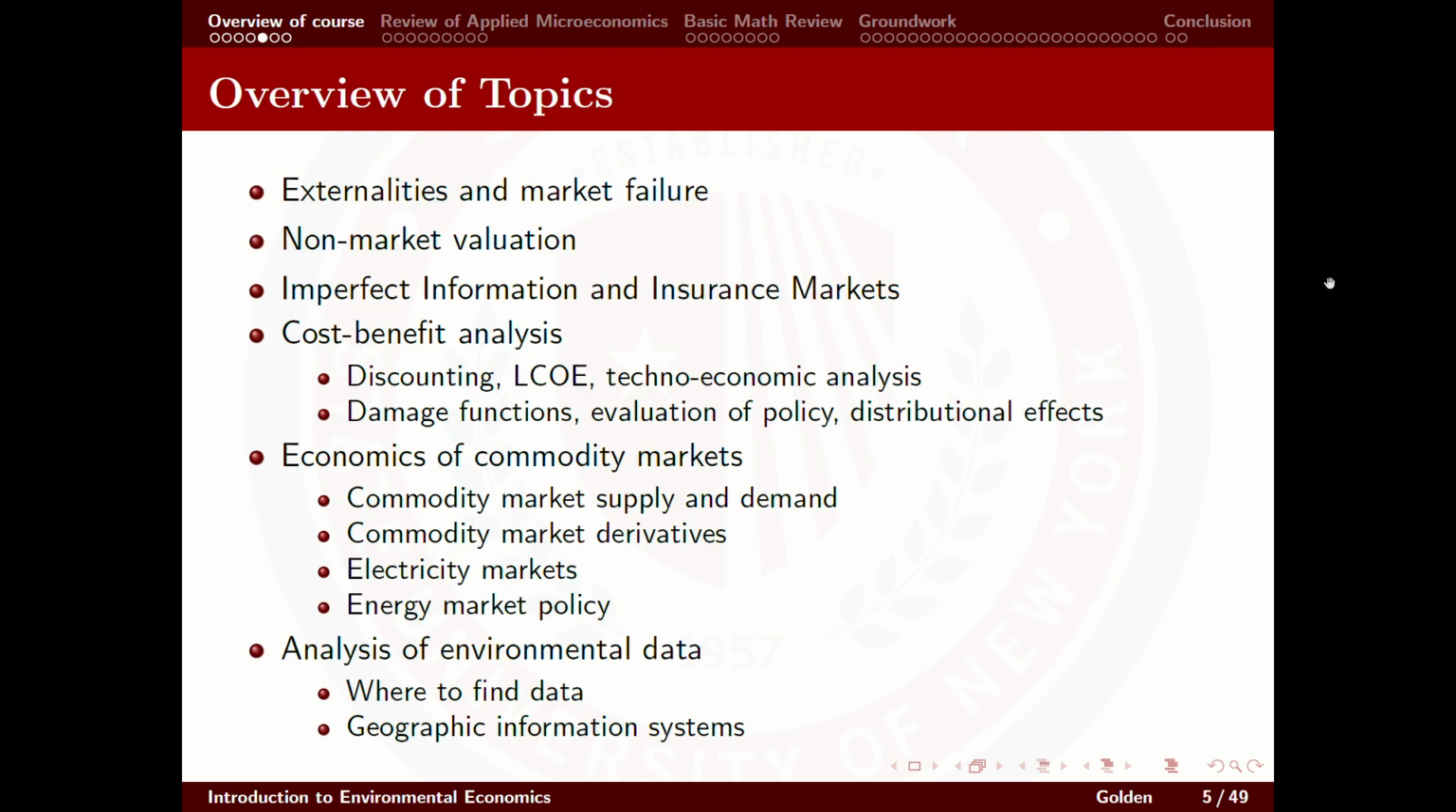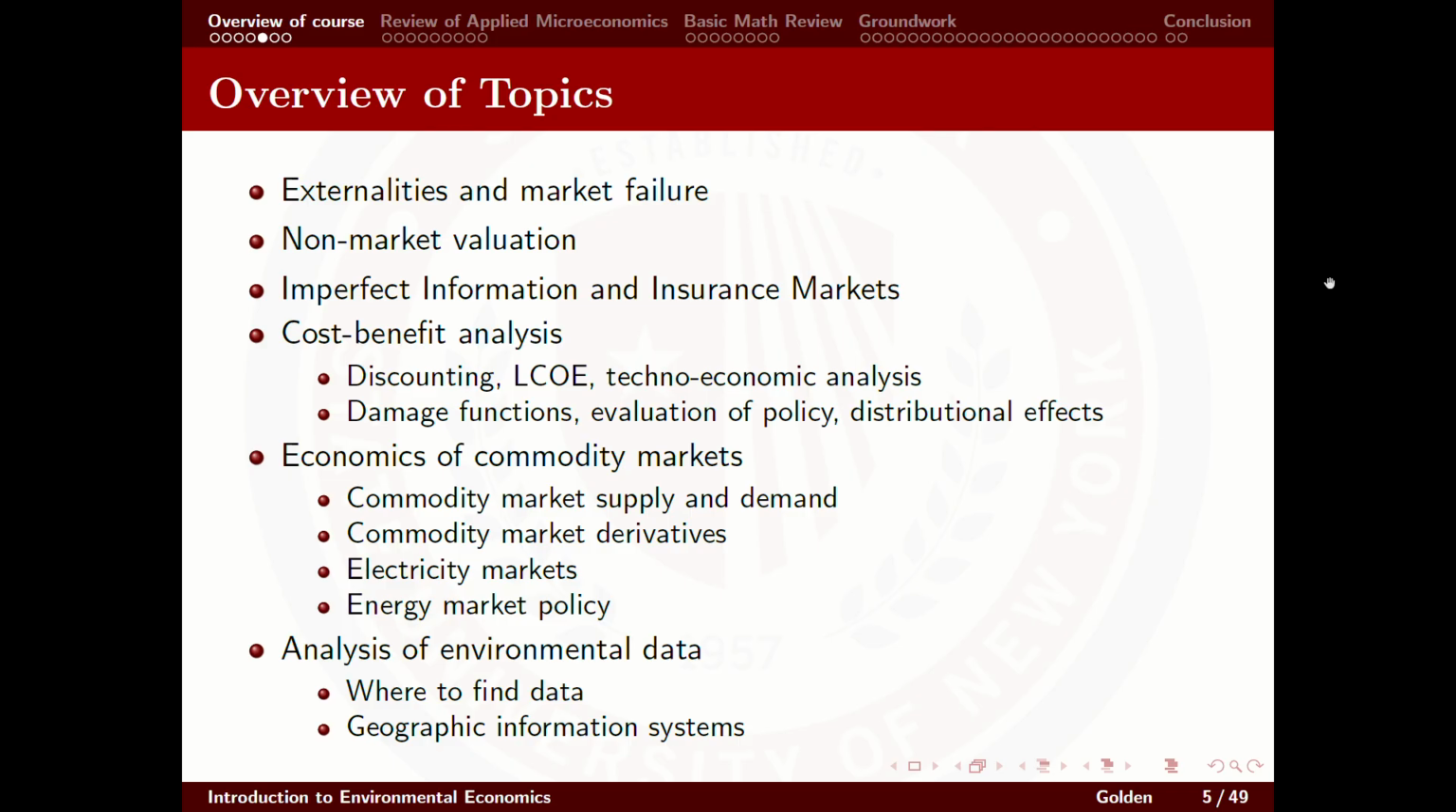So in terms of topics we're going to cover, we're going to start off with externalities and market failure. We're going to go through non-market valuation and cost-benefit analysis. We're going to look at imperfect information in insurance markets, how to insure against all these increasing climate disasters. Maybe some tools you can talk about in interviews, things you can put in your resume, things you can put in your LinkedIn profile. Say, I know how to do LCOE. I know how to perform discounting. I've heard of techno-economic analysis. I can think about the distributional effects of policies.